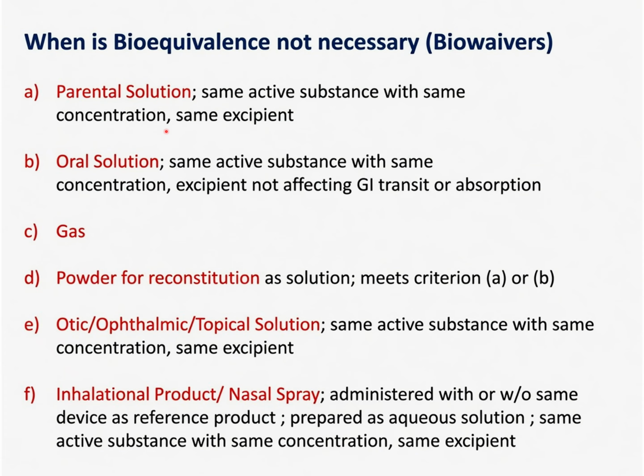Same API with same concentration, excipient not affecting the GI transition or absorption. Then gas. It is very difficult to understand the bioavailability pattern of gases like inhaler or metered dose inhaler or nebulizer. Then powder for reconstitution as solution. Then otic, ophthalmic or topical solutions, some active substance with same concentration and same excipients. Then inhalation products or nasal spray. For all of these products, it's impossible to perform the bioequivalence studies.